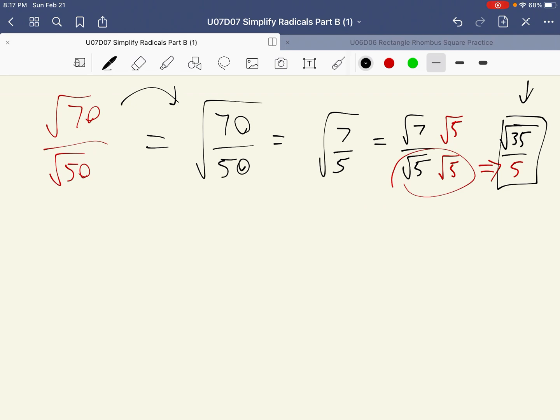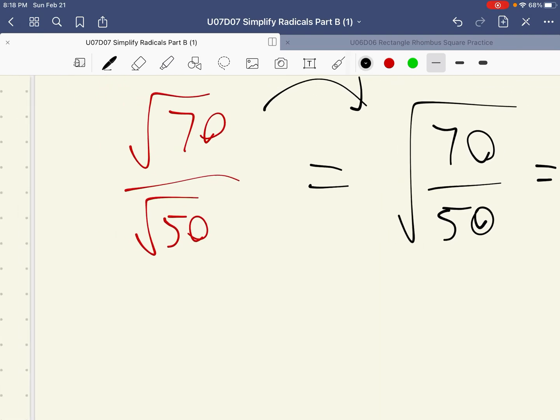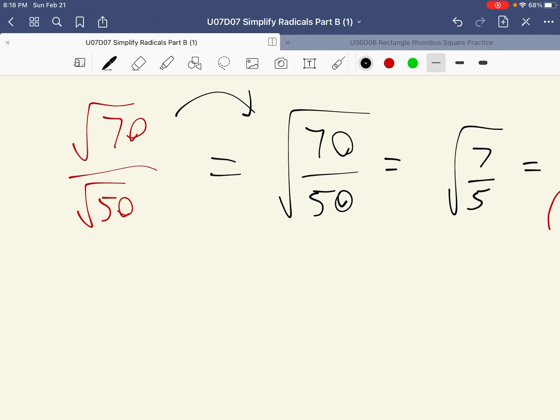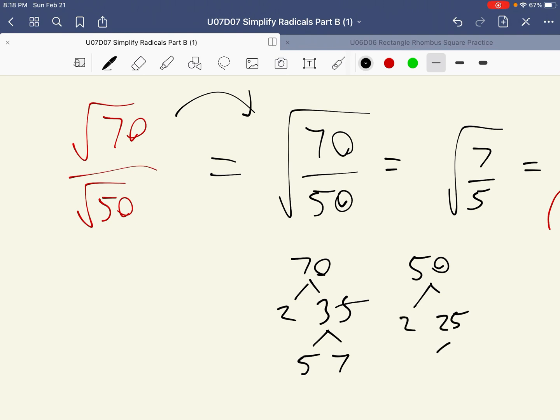Now, we could have simplified the radicals beforehand, which might have made this a little harder in this case. So we would have to actually simplify radical 50 and radical 70. So 70 is going to be 2 times 35. 35 is going to split into 5 and 7. So there are no square factors of 70, so radical 70 is not going to simplify. But radical 50 is 2 times 25 and 5 times 5, which does simplify. So radical 50 is going to become radical 2 times radical 5 squared.